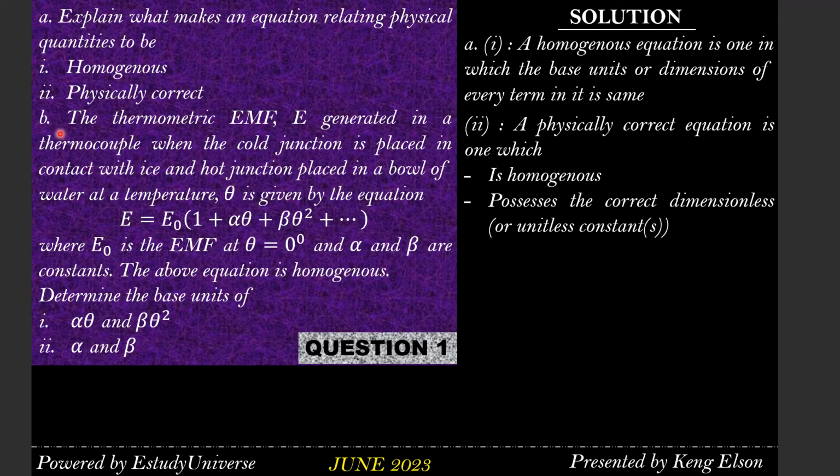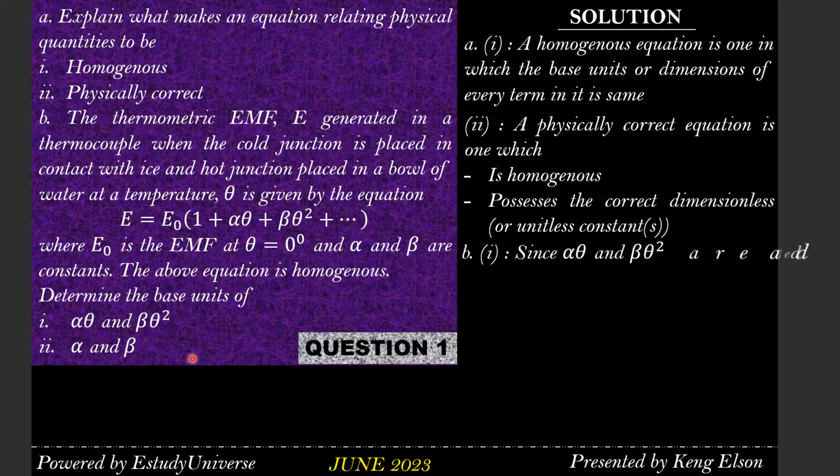Alright, now the B part says the thermometric EMF E generated in a thermocouple when a cold junction is placed in contact with ice and the hot junction placed in a bowl of water at a temperature theta is given by this equation. So this equation is relating the EMF and the temperature. Now E0 is the EMF when theta is equal to 0 degrees and alpha and beta are constants. The above equation is homogeneous. Determine the base units of Roman 1 alpha theta and beta theta squared, and Roman 2 alpha and beta.